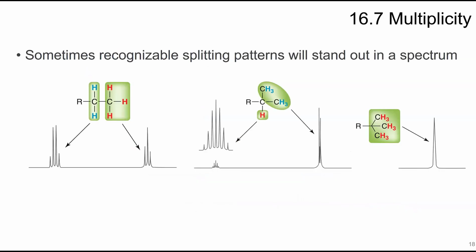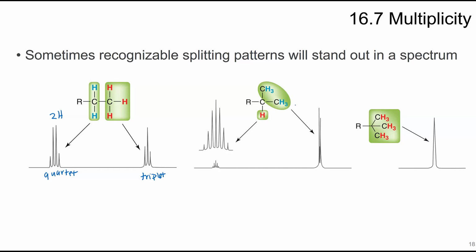Sometimes there are recognizable patterns that stand out in a spectrum. If you have a CH2, CH3, this will show up as a 2H quartet and a 3H triplet. So that is really a good indicator of a CH2, CH3 group.